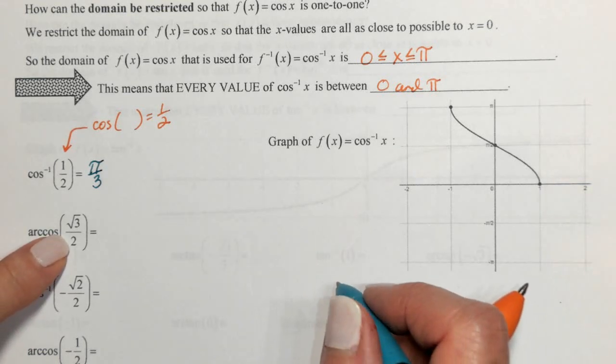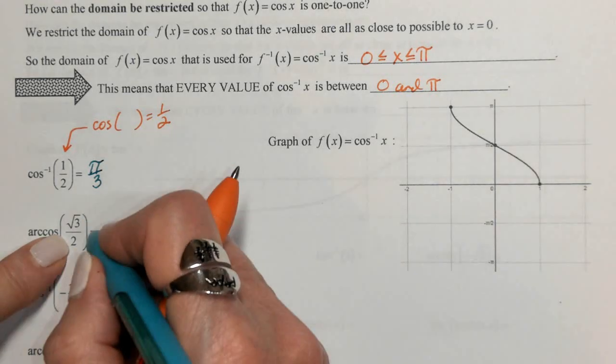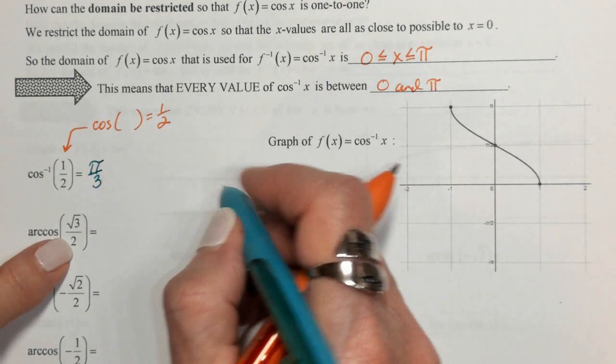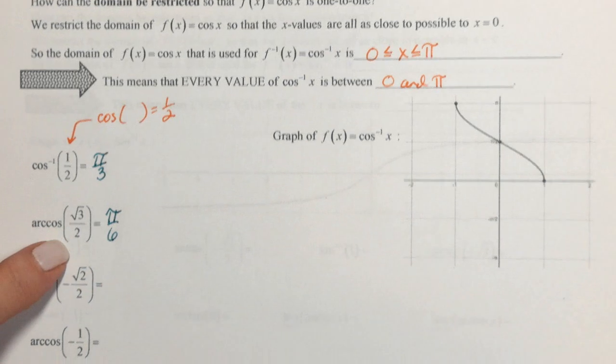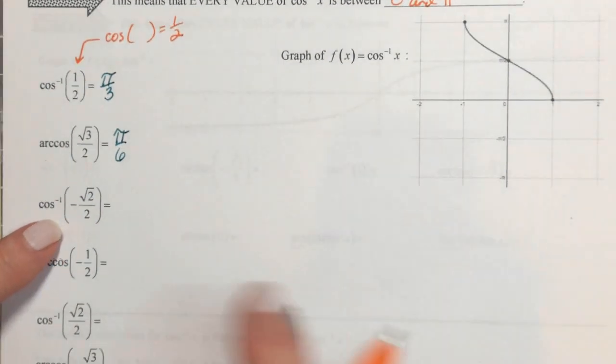Arc cosine of square root 3 over 2. Cosine of what is square root 3 over 2? Well, that will be pi over 6. Got to know those really well.